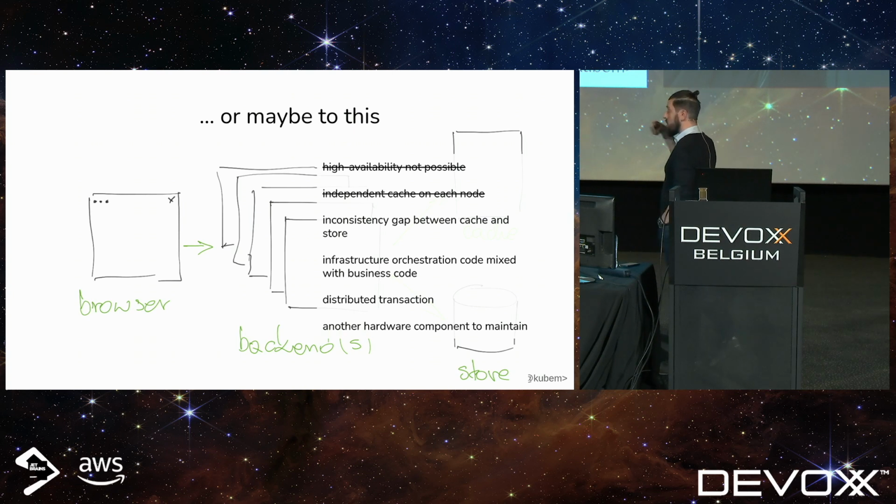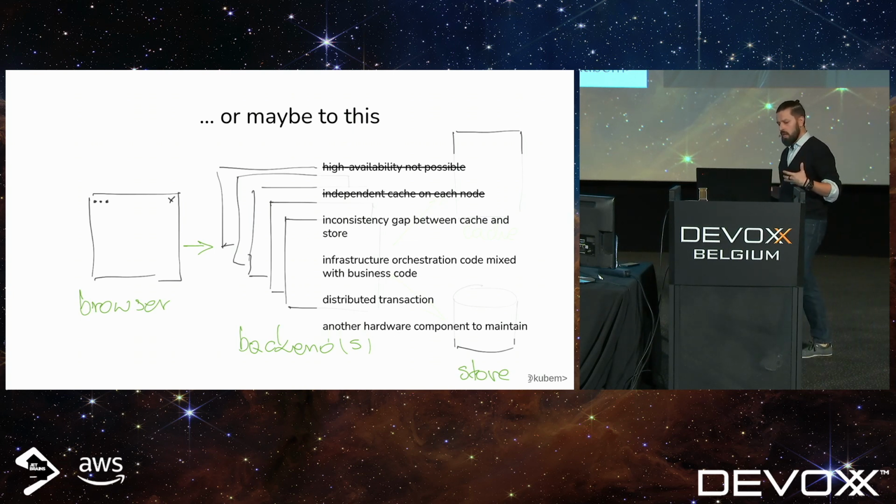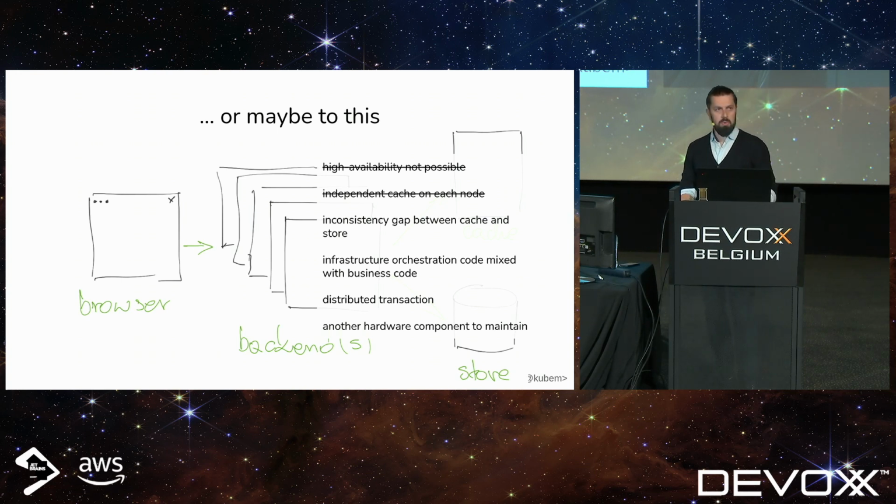We still have an inconsistency gap between cache and the storage because these are two different things. We still mix up different code in our application, and we get two more things to handle. We have a separate hardware component which we have to manage, and we are starting to hit a distributed transaction, because we would like to have an atomic write to both cache and storage, which we know as software engineers and computer scientists by craft is fairly impossible, or impossible, depending who you ask.